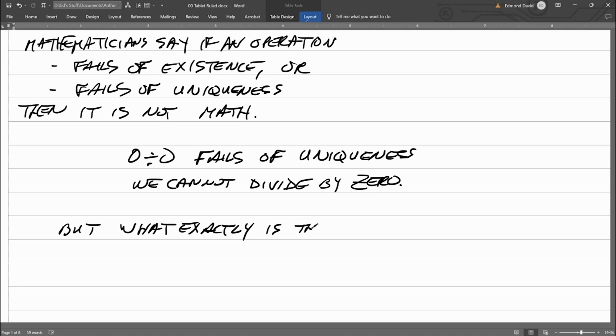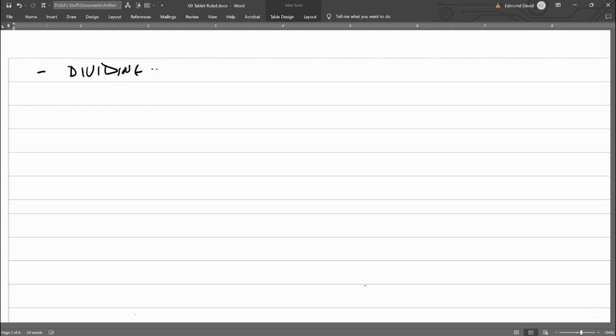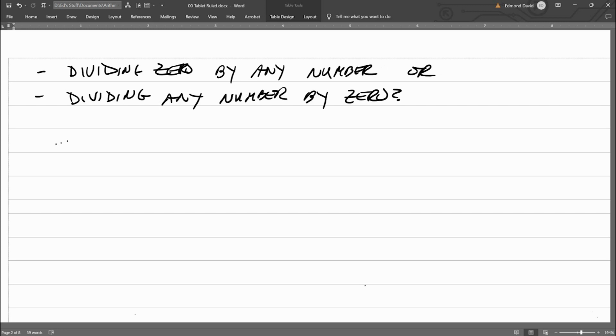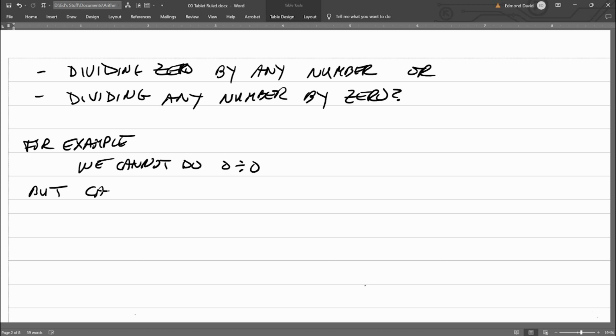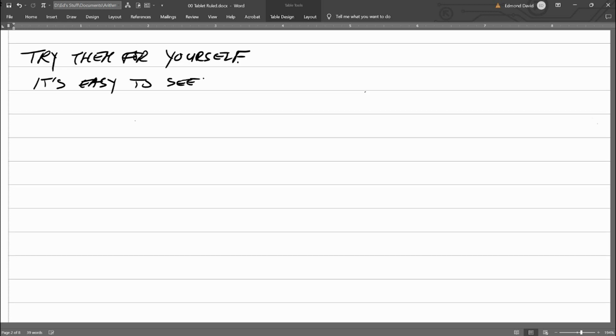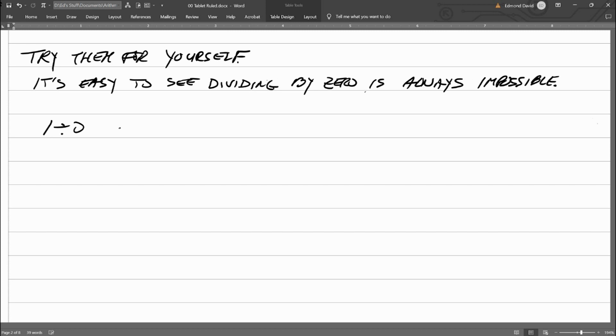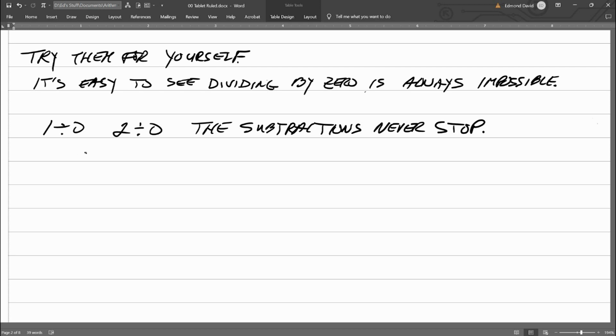But what exactly is the problem? Is it that we're trying to divide 0 by 0, or is it that we're trying to divide any number by 0? In other words, okay, we cannot do 0 divided by 0, but maybe we can do 3 divided by 0 or 10 divided by 0, and so on. Well, it's pretty easy to see dividing by 0 is always impossible. Try for yourself 1 divided by 0, 2 divided by 0, or any other non-zero number, and you will see the subtractions never stop, and the multiplication never works. You cannot divide by 0.